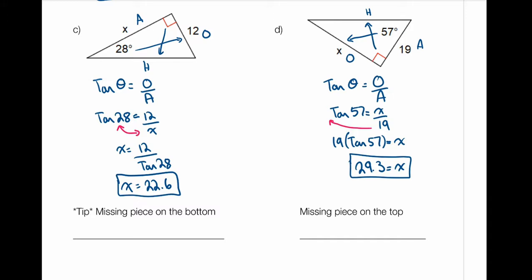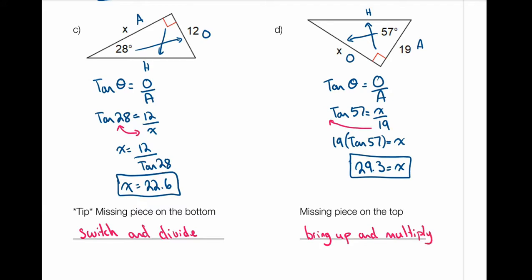Now the two tips to help us with our operations. If we look back at A and C, when the missing piece is on the bottom, what we had to do to solve is switch and divide. We see we switched these two spots, and then we ended up dividing. For B and D, when the missing piece was on the top, we had to bring up and multiply.